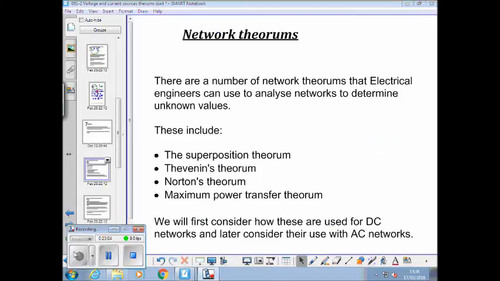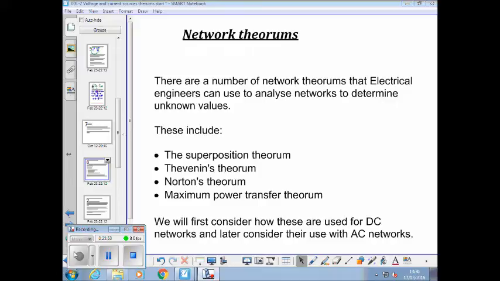Not going to fit all this in this week, okay? There are a number of network theorems that electrical engineers can use to analyse networks and determine unknown values. These include superposition theorem, Thevenin's theorem, Norton's theorem, and maximum power transfer, which you've already come across. Consider how these are used for DC networks first. So we'll keep it fairly simple to start with, and then once we've got reasonably proficient with these, we'll have a go at one, maybe 2 of them on AC circuits as well.